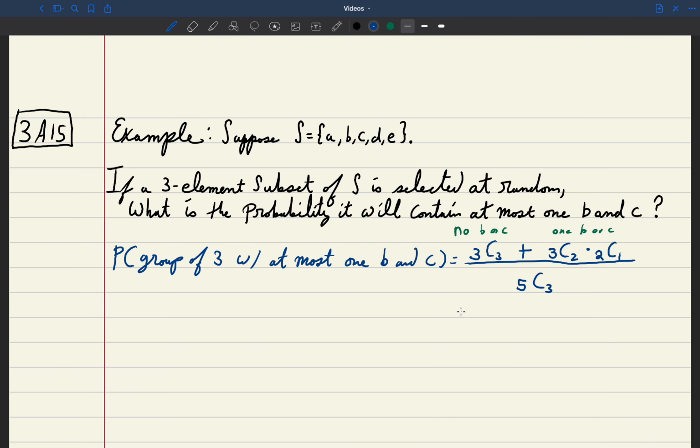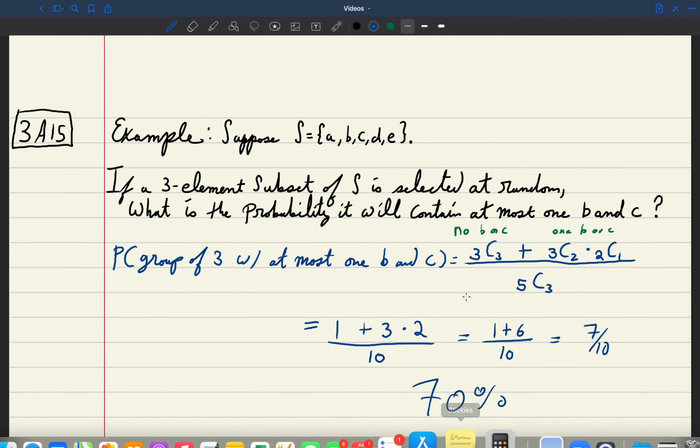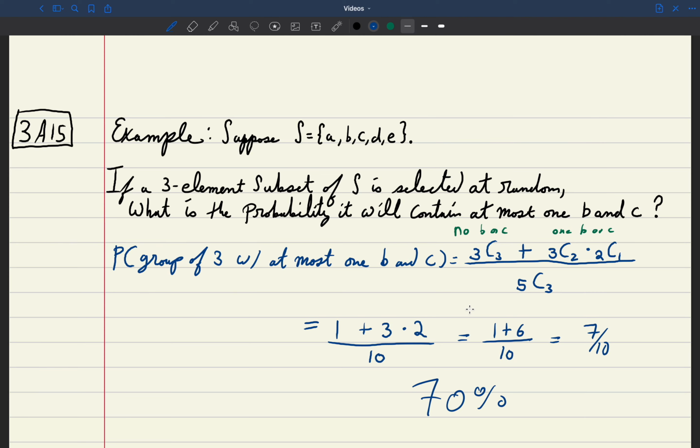Okay, the last thing to do is simply the arithmetic. 3 choose 3 is just 1, because you can only make 1. Then 3 choose 2 is just 3, 2 choose 1 is just 2, and 5 choose 3 would be 10. So this would be 1 plus 6 over 10, and that looks like 7/10. So I would say that this is 70%. A 70% chance. I hope that helps.